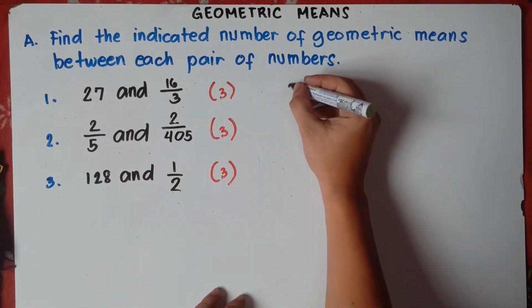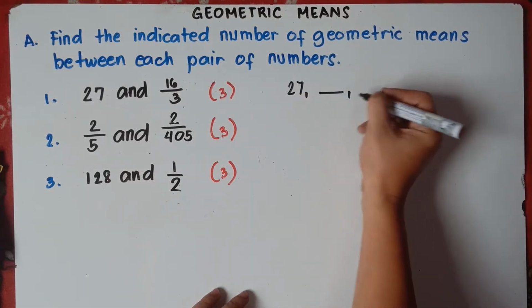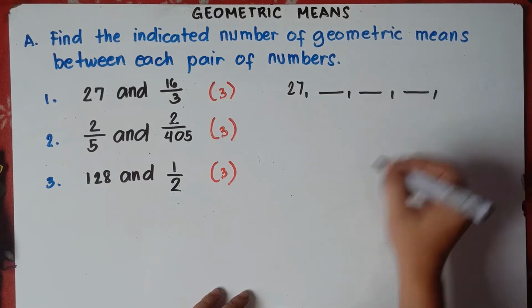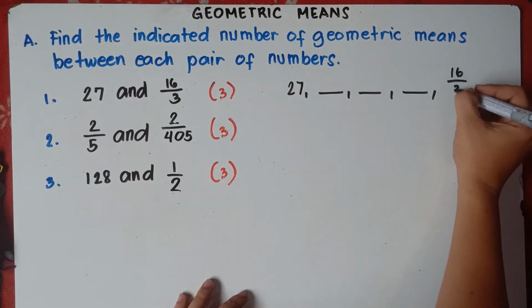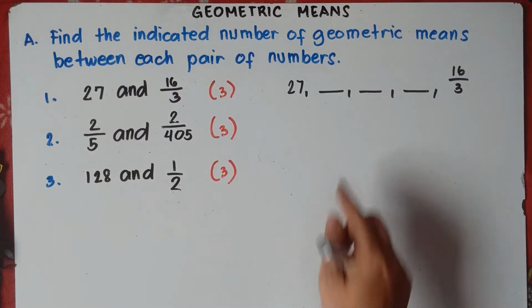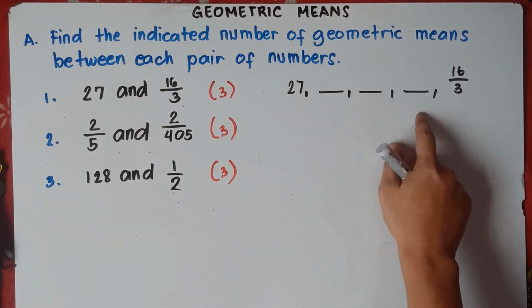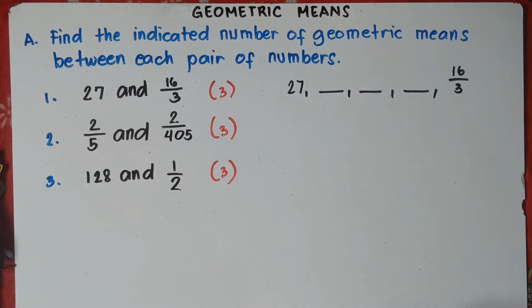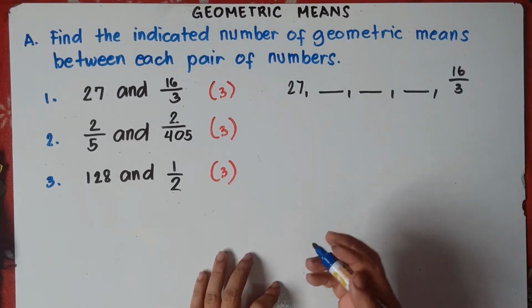Alright, so let's start with number 1. We have 27, then we insert 3 terms, and then 16 over 3. The thing that you will do, class, is we need to find the common ratio for us to answer the following, the unknown terms. And how do we get the common ratio? We will be using the geometric sequence formula.